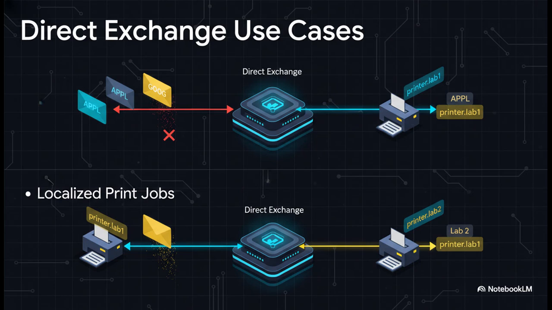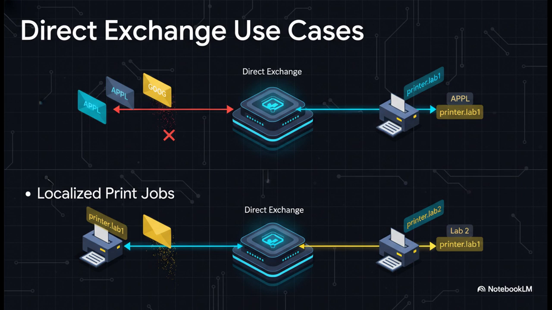And you can immediately see where this precision becomes critical, right? Let's say you're dealing with financial data. A message with the routing key AAPL better go only to the queue that's specifically subscribed with the binding key AAPL. Any other behavior would be a serious problem. Or think about sending a print job. A document sent with the key printer.lab1 needs to go to the printer in lab 1 and absolutely nowhere else. That's the power of the direct exchange.